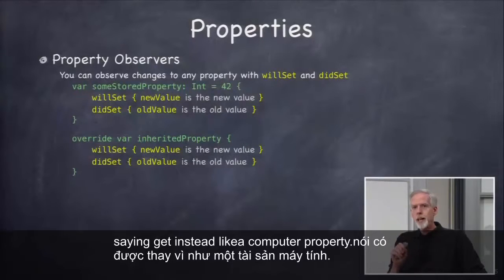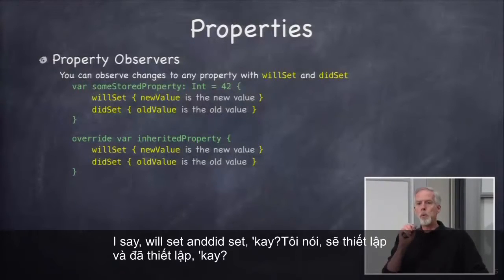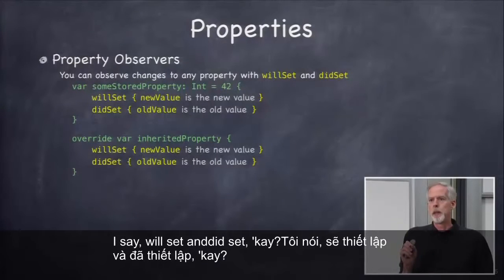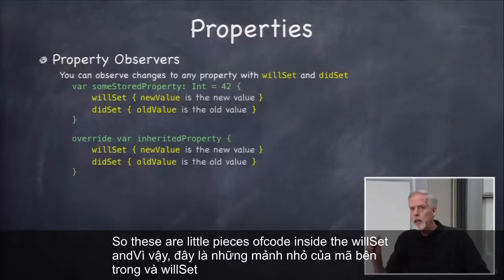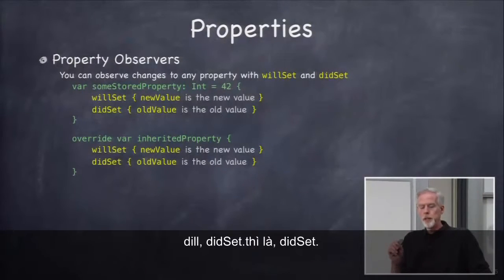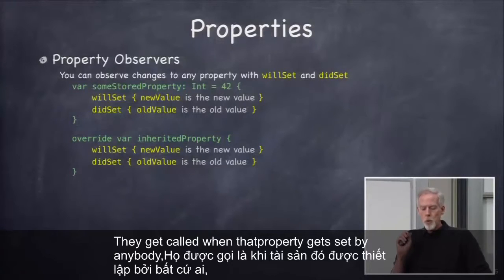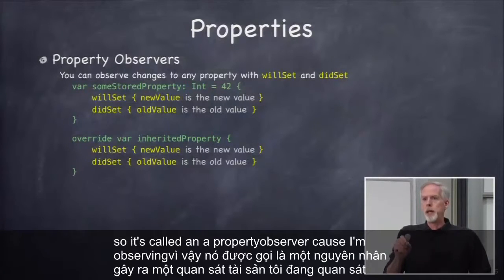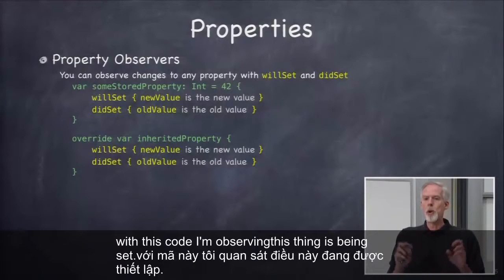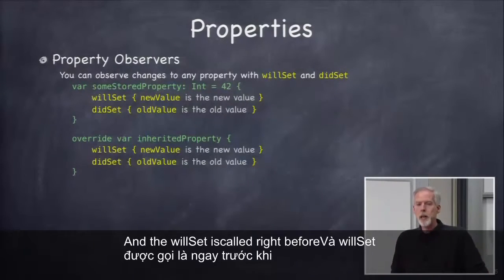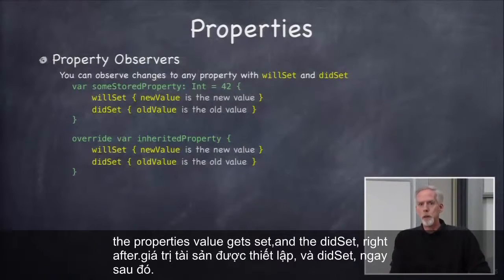Brace, instead of saying get and set like a computer property, I say will set and did set. These are little pieces of code inside the will set and did set. They get called when that property gets set by anybody. So it's called a property observer because with this code I'm observing that this thing is being set. The will set is called right before the property's value gets set, and the did set right after.